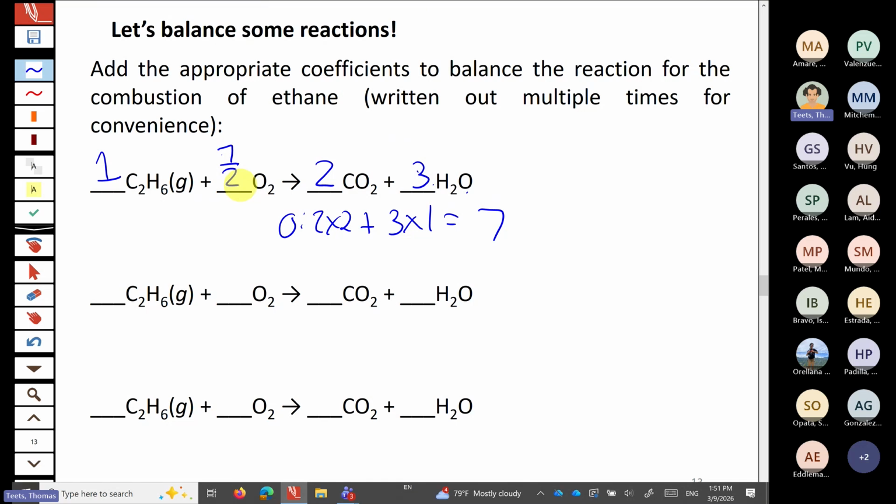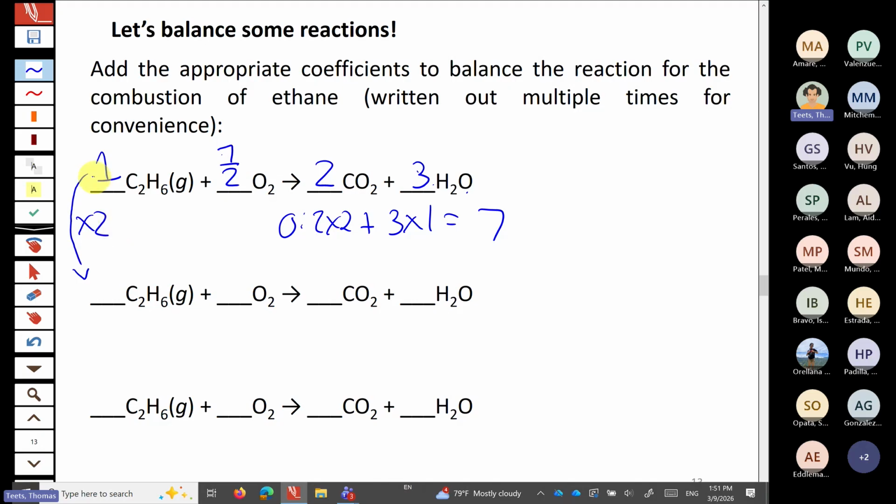Now, if we didn't specify that you had to use whole number coefficients, we could stop here. You'd have a fractional coefficient on O2. But if you want whole number coefficients, we have to get rid of that fraction. And again, the way that we do that is not by rounding, but by multiplying everything by some whole number that's going to get rid of the fraction. So if you have something over 2 or something .5, we can double everything.